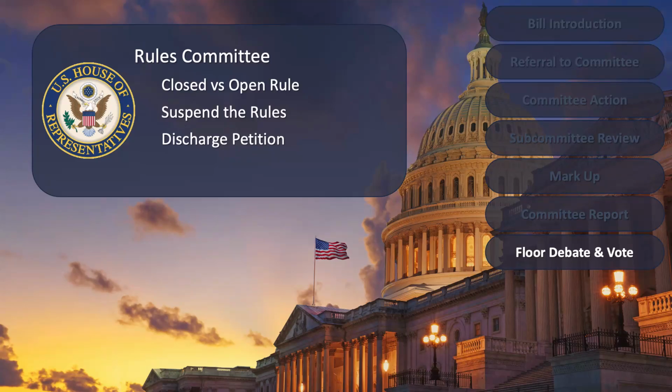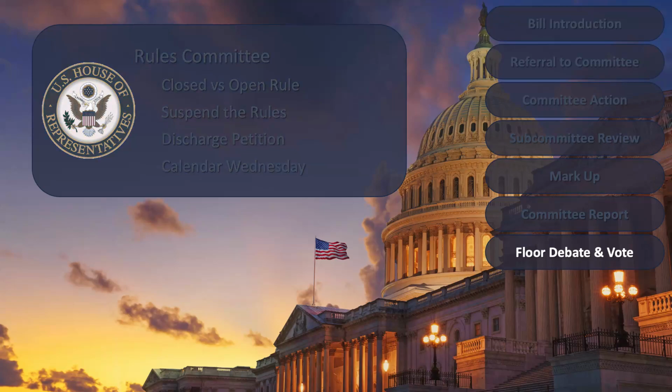Finally, the House can use a calendar Wednesday procedure, under which any committee chair can bring a bill that's already been reported out of committee to the House floor for consideration. However, as the power in the House of Representatives has increasingly been concentrated in the hands of the Speaker, these legislative procedures have been used less frequently than in the past.